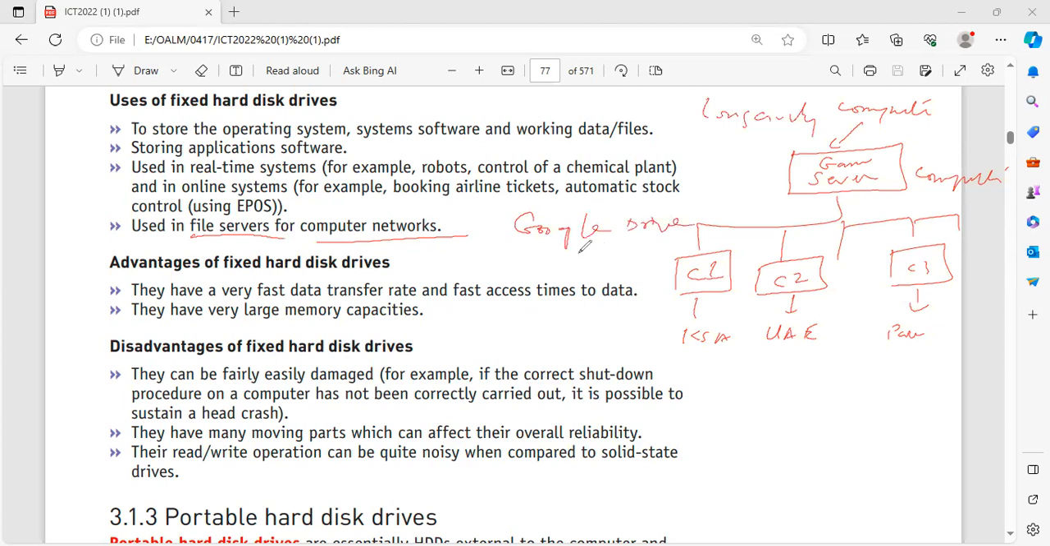So you are living in Saudi Arabia, I am living in Pakistan. Each one of us has data stored on Google Drive. So I can access it from anywhere, and that data is stored on the server. Got the idea? Yes, sir. So have you read about the advantages and disadvantages? Yeah, I'm done.